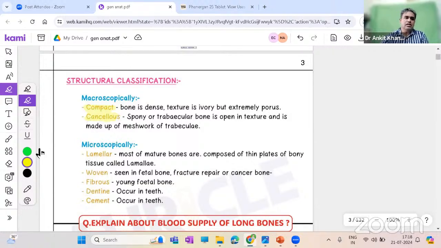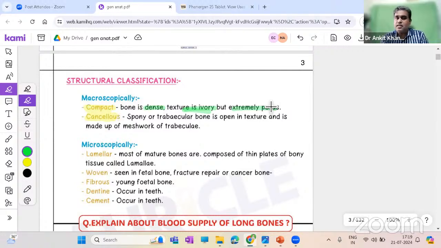So compact is where the bone is dense, the texture is ivory, like the shaft of a long bone, the diaphysis, or the outer part of the shaft of a bone. Compact bone is tough, ivory. Bones are very tough. It is not easy to fracture a bone. You need high force to have a fracture of the bone.